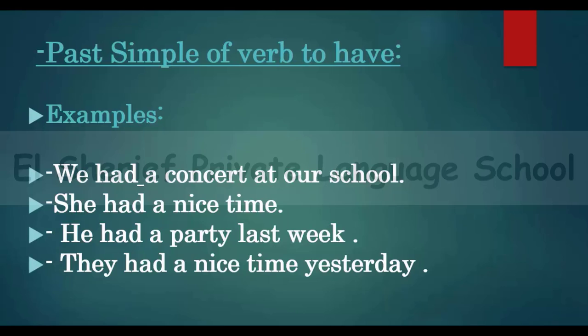Look at the first sentence. We said we had a concert. So the second form of have is had. We had a concert at our school. And number 2, she had a nice time. The second form of has is had. She had a nice time. And the same thing with he had a party. They had a nice time. So the second form of have and has is had. We had, she had, he had, they had.